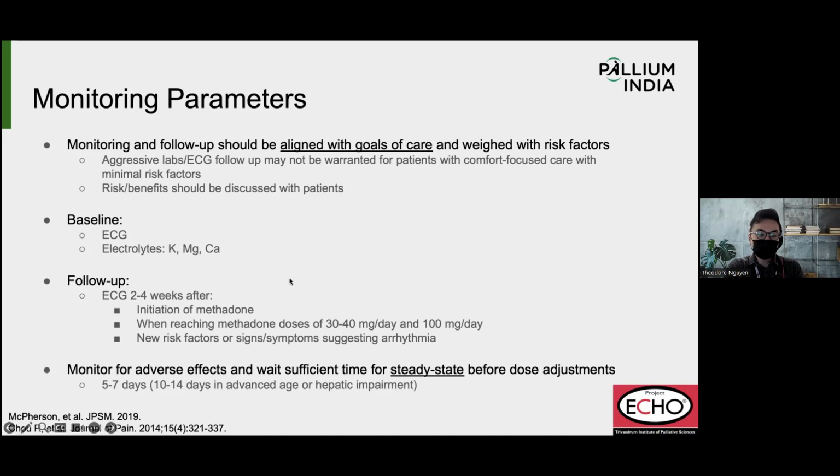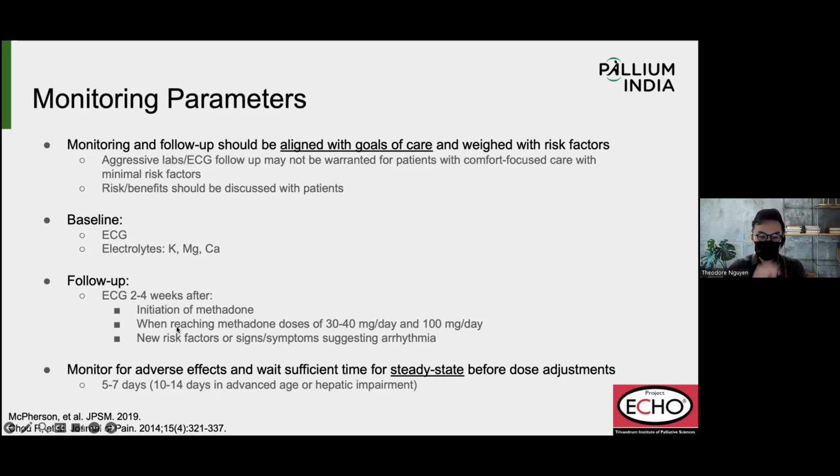And when we're monitoring, we also want to look out for potential adverse effects and then wait sufficient time before reaching steady state, before making any further dose adjustments. And in this case, typically steady state is anywhere from 3 to 5 times a half-life of a medication. And as we mentioned before, in normal hepatic function, it's around 22 hours.